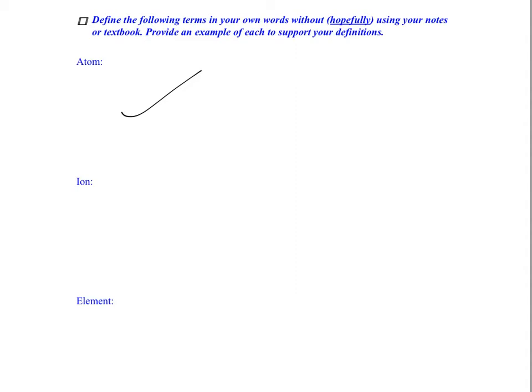An ion. An ion is an atom with a charge. Could have a positive charge, could have a negative charge. Could be a simple ion, could be a polyatomic or a complex ion.